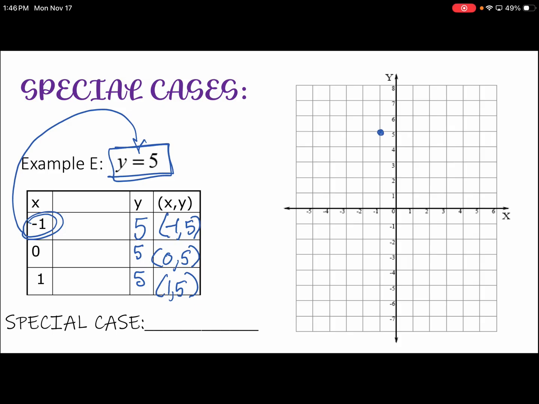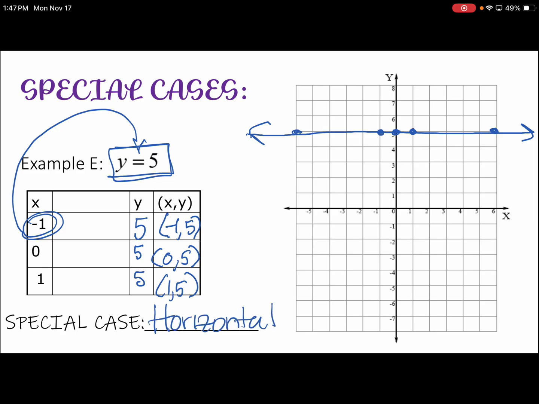-1, 5, 0, 5, 1, 5. I could plug in 6 and I would get 5. I could plug in -6 and get 5. What kind of line am I getting? They're all linear. Lines are linear. Don't say straight. I've said that every day today. What kind of line? Everybody's like, straight. It better be straight. This is a horizontal line.